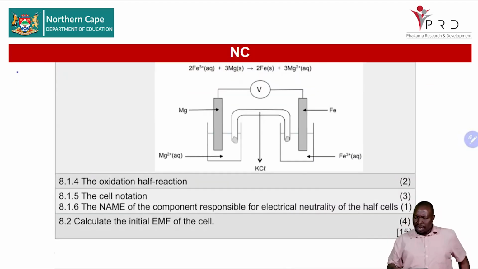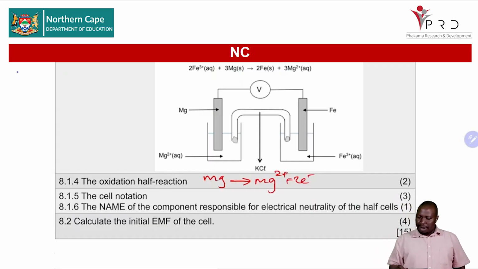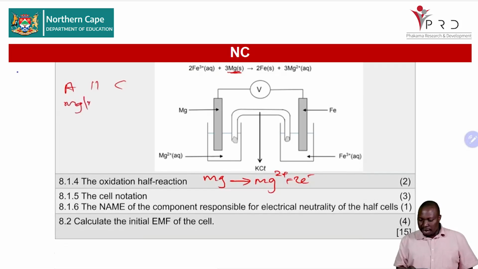Now, write down the oxidation half reaction. You're just collecting marks. Remember, on the table, I've written all this when you're using that set method. So you're able to just write the oxidation half reaction like that. The cell notation, remember, when you know that this one is on the anode, we start with the anode. So we're saying now, on the anode, we have Mg forming Mg2 plus.